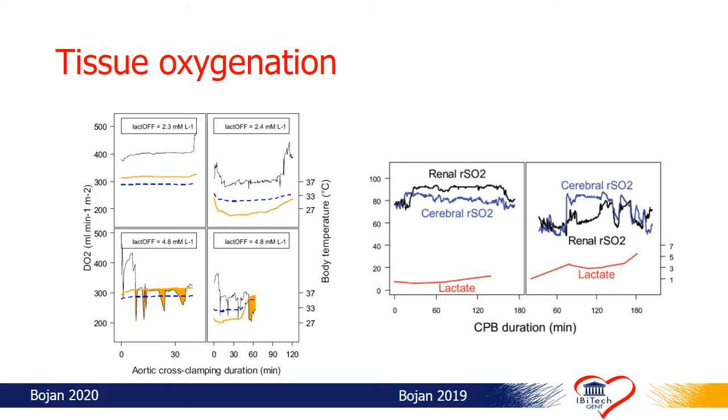On the right side, we see a situation where the renal oxygenation is always below the cerebral one, showing that there is insufficient flow in the systemic circulation. And there you can see that there is a serious increase of lactate up to a value of about 7.